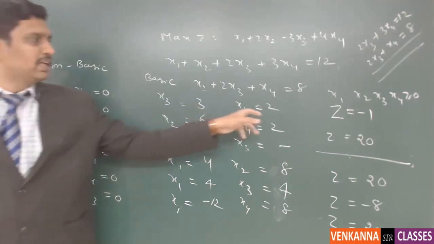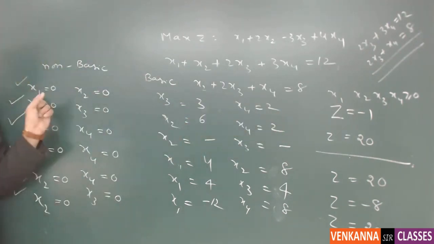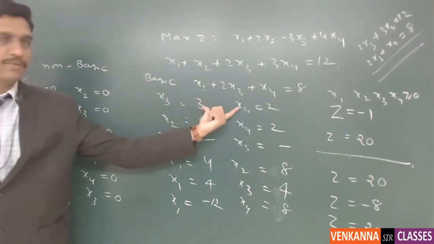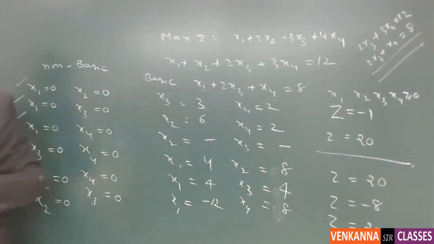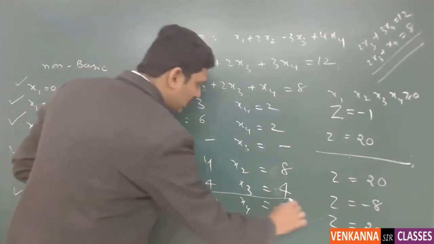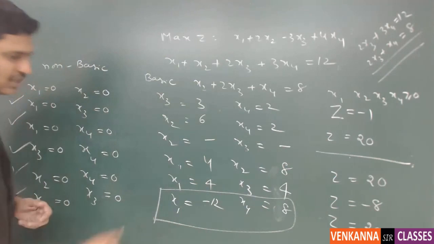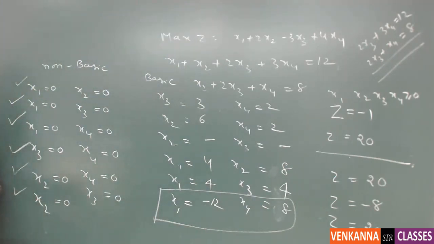x3 is equal to 3, x4 is equal to 2, x1 equal to 0, x2 equal to 0. These are the basic variables. This is a basic solution, right? Among which, those satisfying the non-negative restriction also are feasible. So here we won't consider this solution because x1 is minus 12, which won't satisfy that all the variables must be greater than or equal to 0. Accepted? Yes or no?